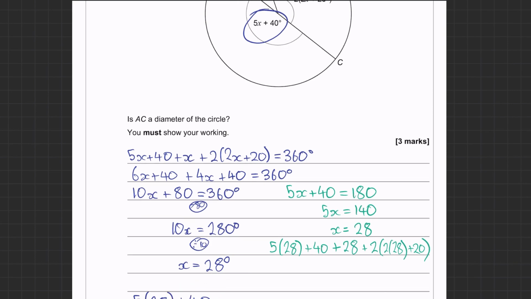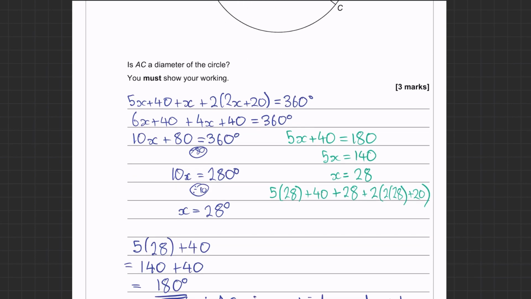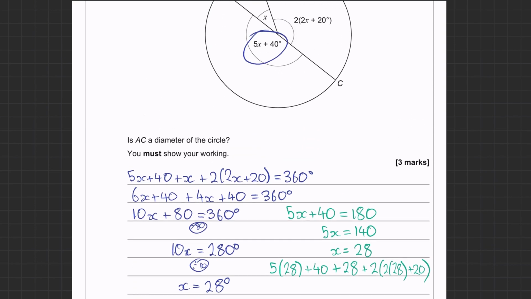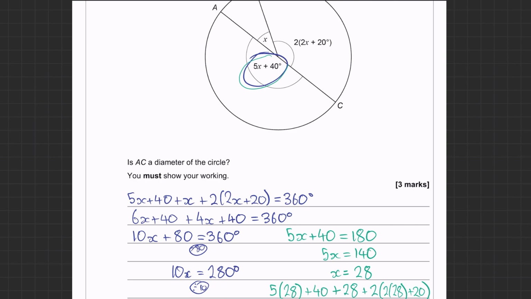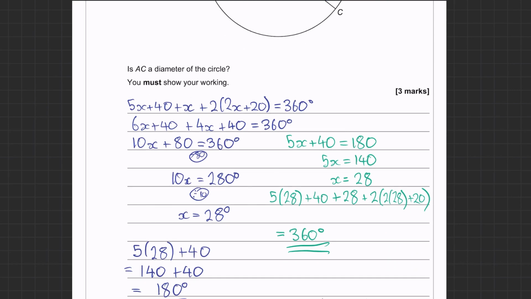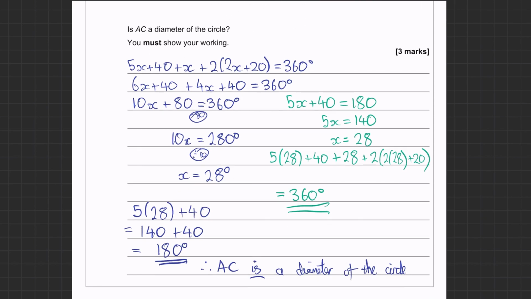Type that into your calculator or work it out bit by bit, and what you'll get is a total of 360 degrees. Now, because that's 360 degrees, we can safely assume that this must also be 180, because we assumed it was 180 at the start, and the total, once we found the value of x, is 360. So therefore, that's the second way we've proven that AC is a diameter of the circle.